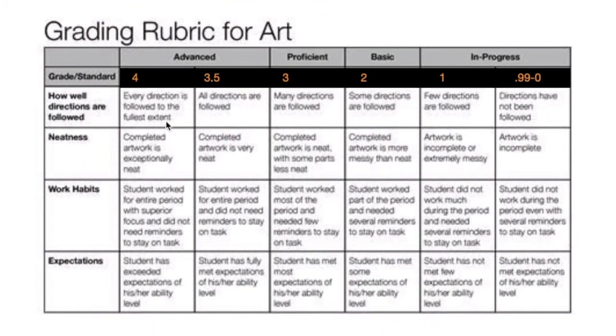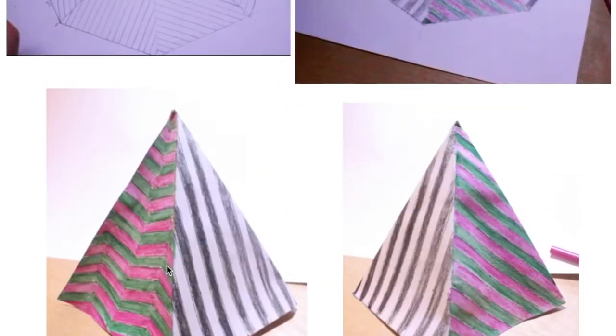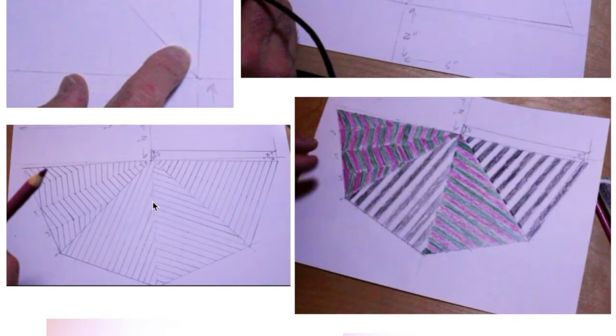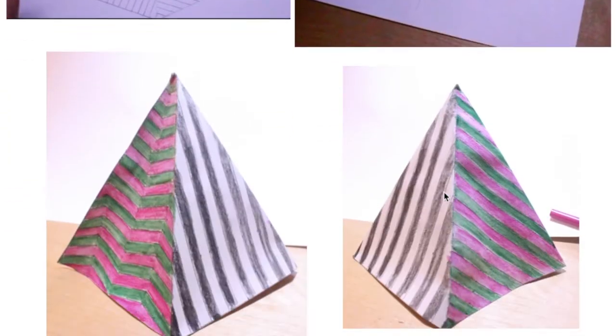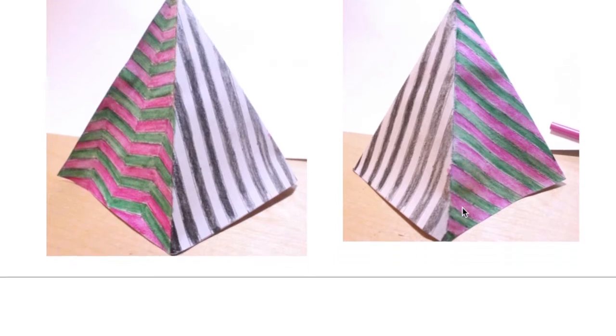And here is your rubric. Make sure that every direction is followed to the fullest extent, that your complete arc is exceptionally neat, and that you work every period on this, because the painted version will be due at the end of the 2nd period. An expectation is that the student has exceeded expectations of his or her ability. So you're going to get to this point by the end of the 1st day, and then do this on the 2nd day, and then paint this once you are finished. You do not put water on this till it is actually joined together as a complete pyramidal unit.